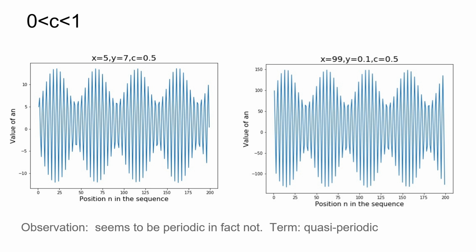Now we step into the case that C lies between 0 and 1. At the very beginning, we don't know where to get started, so we randomly choose initial values 5, 7, 99, and 0.1, and the parameter C equals 0.5. Surprisingly, both of these two graphs show a periodic pattern, while the initial values of these two graphs are very different.